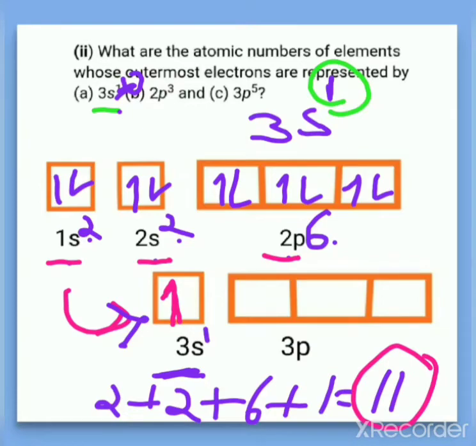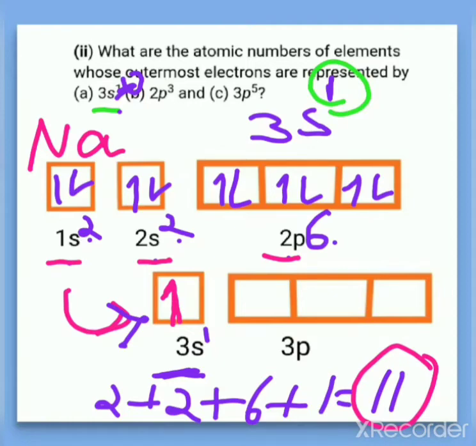Therefore, which atom has the atomic number 11? That is sodium. So the answer is sodium metal. So we come up with the metal atom, that is the sodium atom, which has its last electron in the 3s orbital.